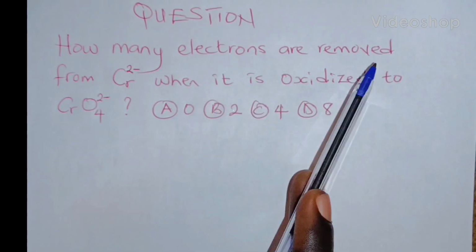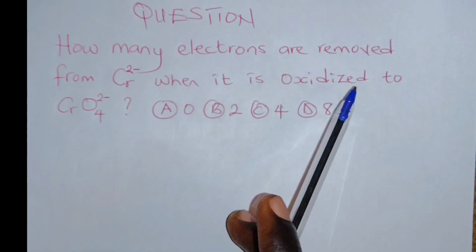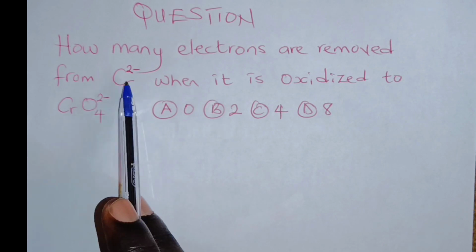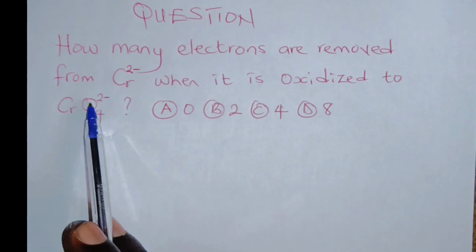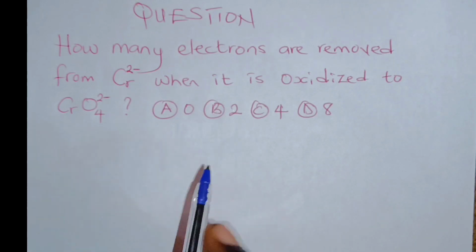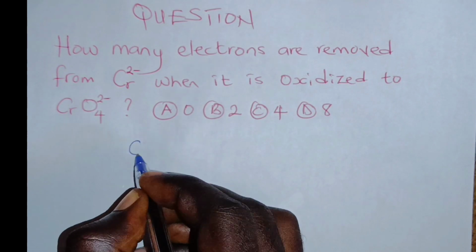How many electrons are removed from chromium anion when it is oxidized to this particular compound? So you can see we have two different substances given to us. So how many electrons were removed? Let's represent this sentence in this way.